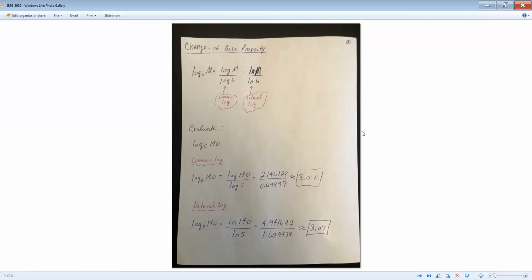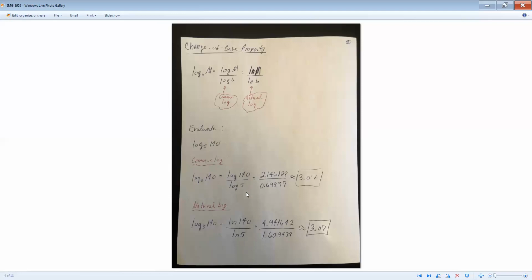So let's take one example and use the common log and then the natural log and see if we get the same answer. We have log base 5 of 140. Your base will always go on the bottom. If I decide to use the common log, that's log of 140 over log of 5. The base goes on the bottom, and the other number goes on top. And if I decide to use the natural log, once again, the base goes on the bottom. So I have natural log of 140 over natural log of 5.